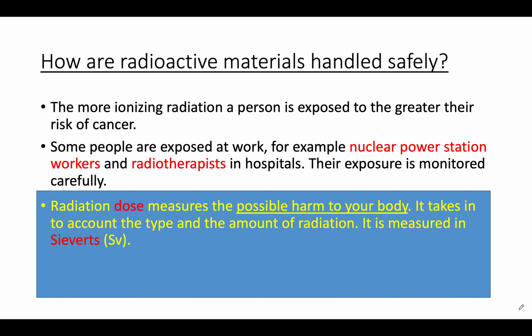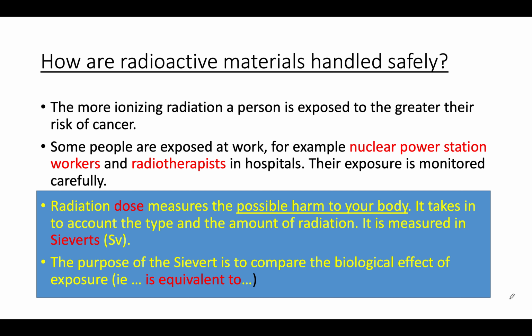So the dose, which measures the possible harm, has different units. That's called sieverts. So the more sieverts of radiation that you've been exposed to, the more possible harm there might be. And really, the way that this unit is used is to compare it to something else, to say the dose is equivalent to something else, and then that lets us make a judgment about how safe that thing is.